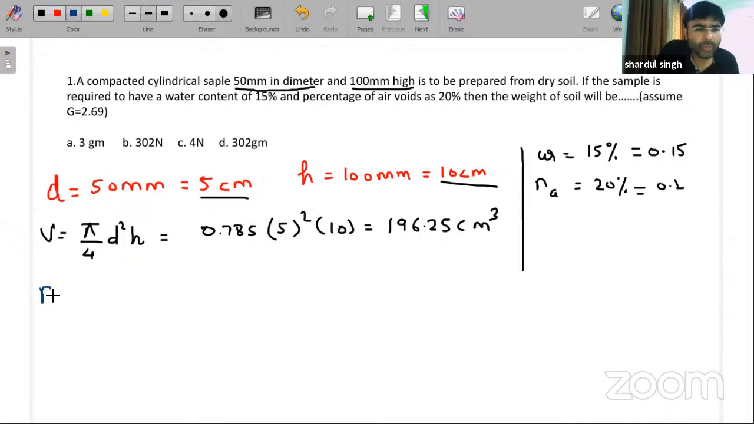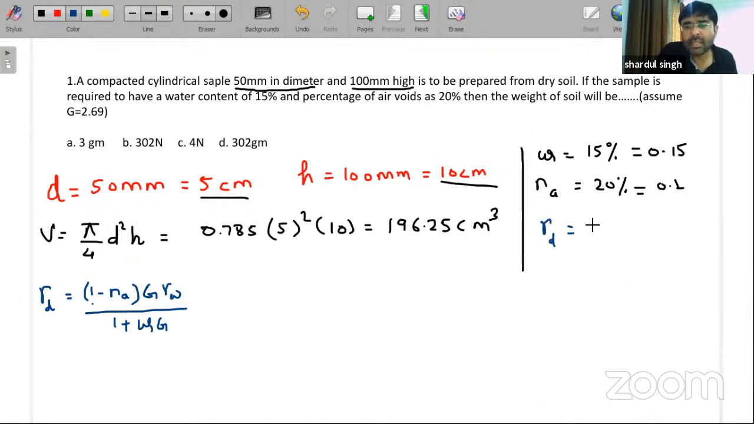So you must know this formula: gamma d is equal to (1 minus Na) G gamma w upon (1 plus wG). This is the formula which you must have studied. It gives the relationship between the dry unit weight of the soil, the percentage air voids, specific gravity and water content. What does gamma d actually say? Gamma d is the weight of the solids per unit total volume of the soil. Since the soil is dry, we can write it as Ws upon volume.